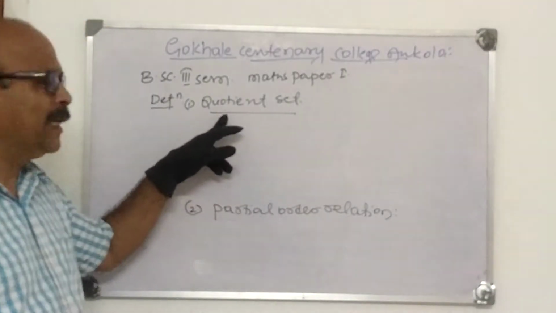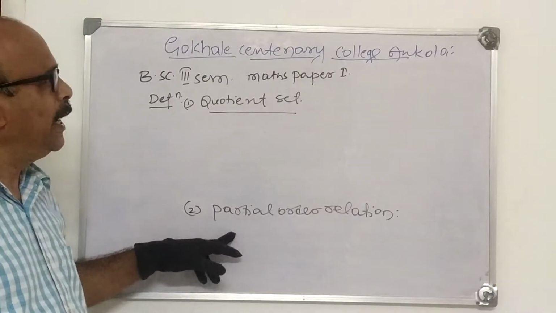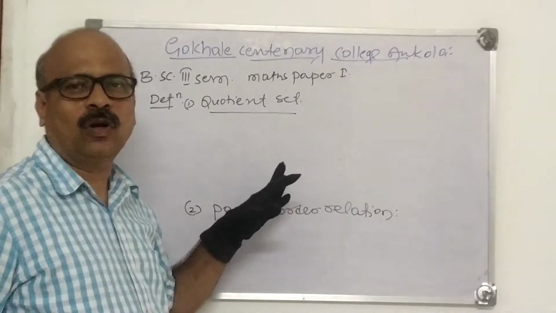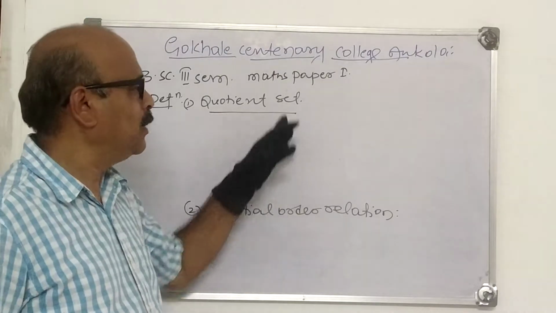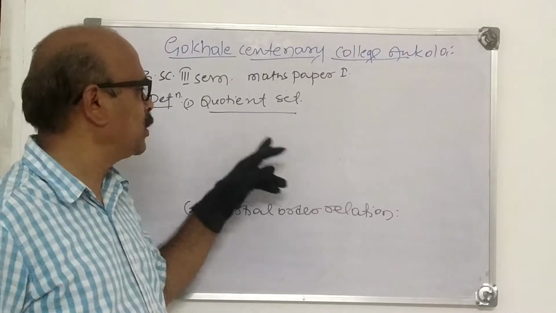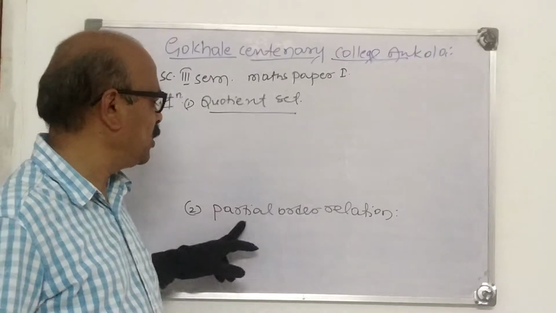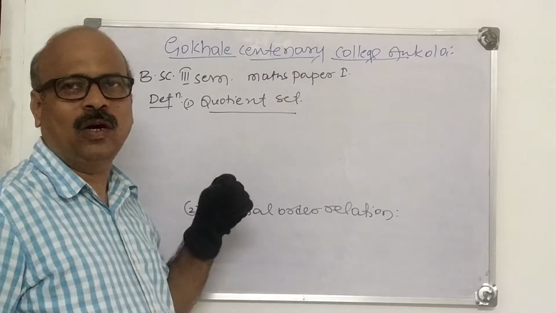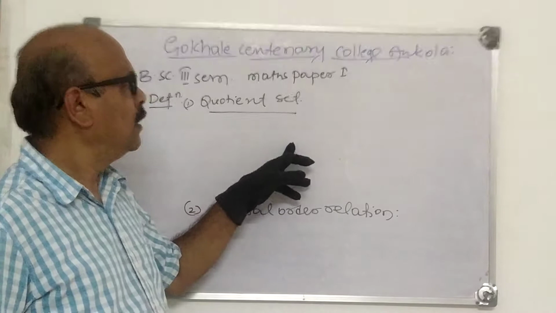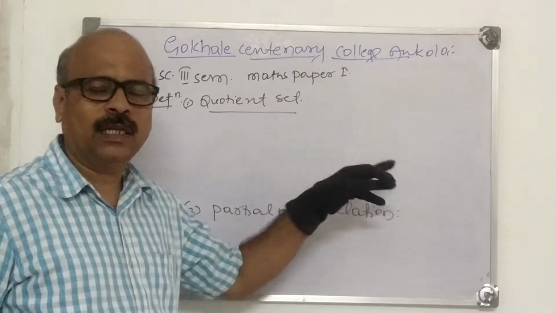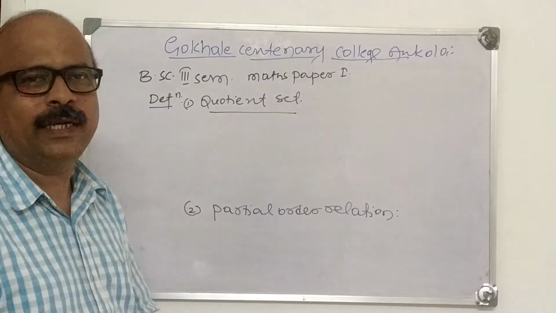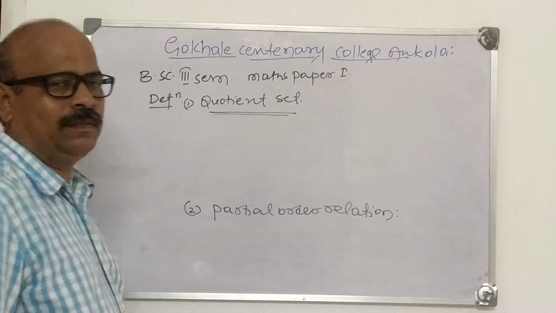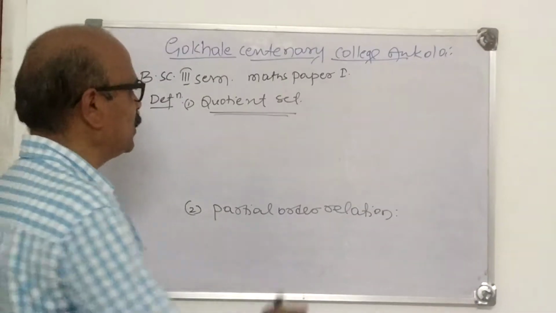Now, first I start with two definitions and then indexed family of sets and generalized De Morgan's laws. I try to cover these things in this video. First is the definition of quotient set, partial order relation, what are indexed family of sets, then the generalized De Morgan's laws. First of all, what is quotient set? So the definition is like this.